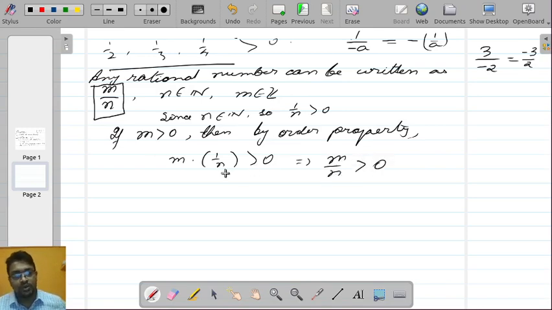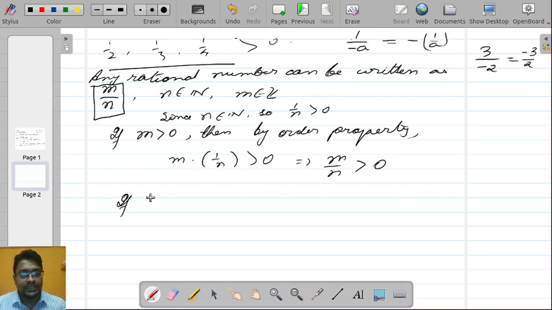So we know under what condition a rational number is positive: if the numerator is positive, provided that you express it in the form where the denominator is positive. If we make the denominator positive, then just by looking at the numerator we can conclude whether the rational number is positive or negative.